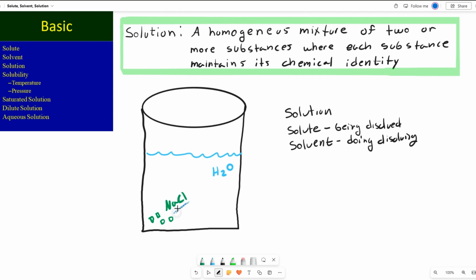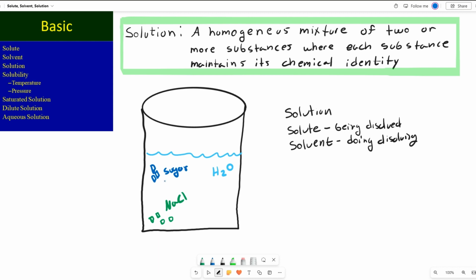That's what's being dissolved. Now let's say I add something else into that solution. Let's say I add some sugar. So I take a little scoop of sugar and I stir that in and the sugar dissolves. Now you still have a solution. The solvent is still the water, but now you have two solutes. One solute is the sodium chloride and the other solute is the sugar.